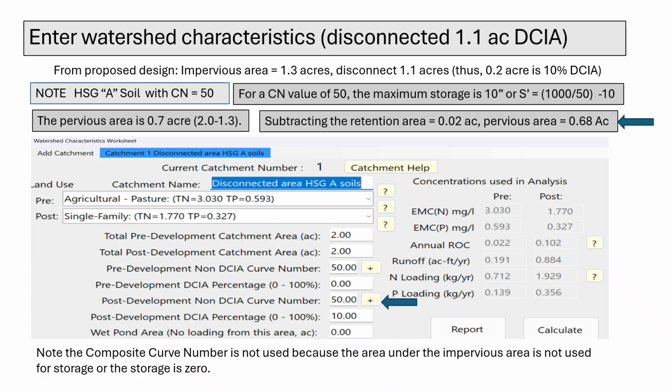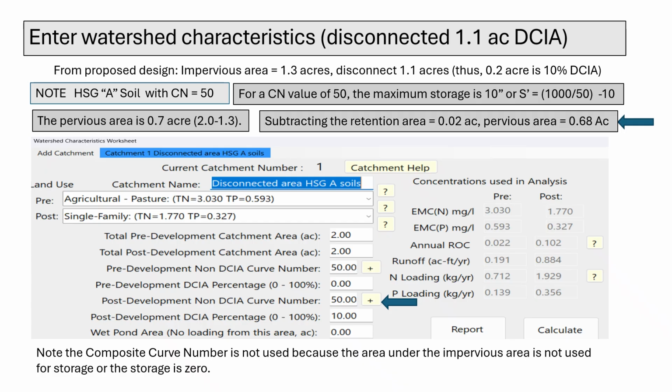With a curve number of 50, the maximum storage capacity works out to 10 inches, using the standard formula of 1,000 divided by the curve number, minus 10. After subtracting the retention area of 0.02 acres, the effective pervious area becomes 0.68 acres. An important point here is that we are not calculating a composite curve number. The reason is that there is no storage beneath the impervious pavement itself, so that area contributes nothing to infiltration or storage capacity. Only the pervious soil area counts.